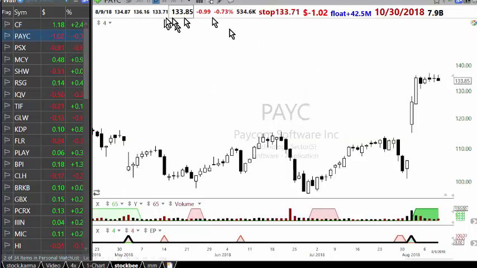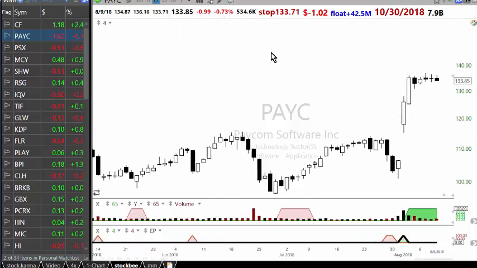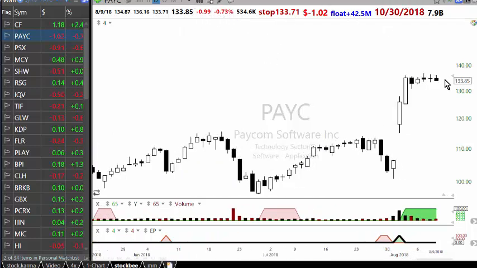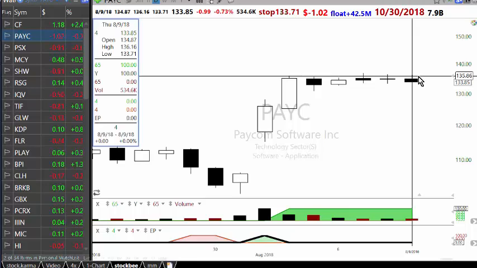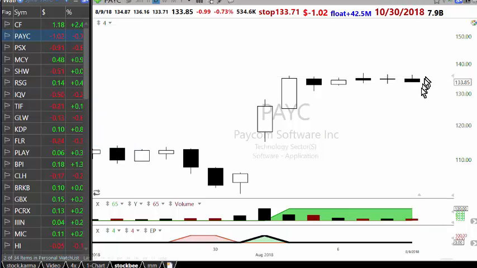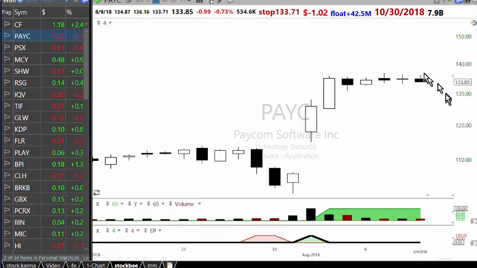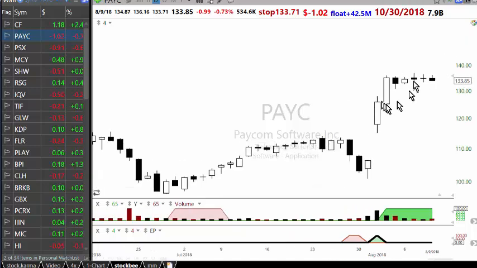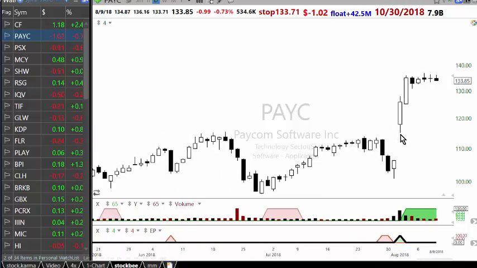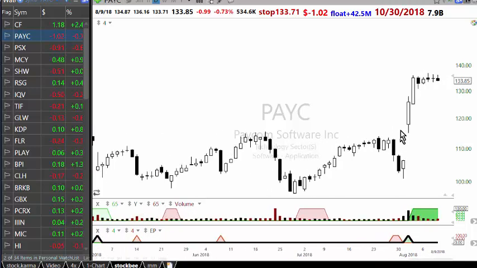Paycom, yes, this is an anticipation setup. High priced ones are very nice because something like this you can enter with a very close stop. If it takes off, I would enter with around 135 or 136 as an entry point, and a stop which might be 135. So if it goes up, typically a stock like this goes up $5 to $25. That's the beauty of looking at high priced anticipation. This is a nice setup. It was on my list also yesterday.